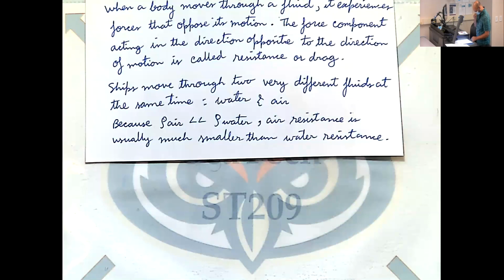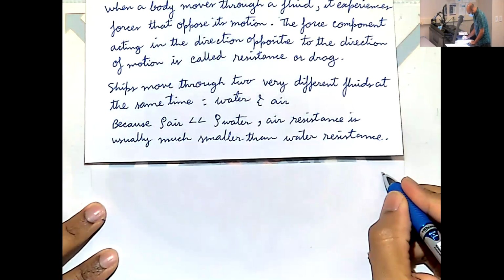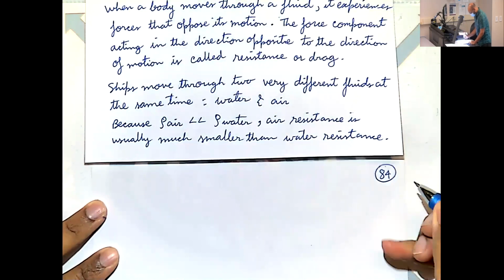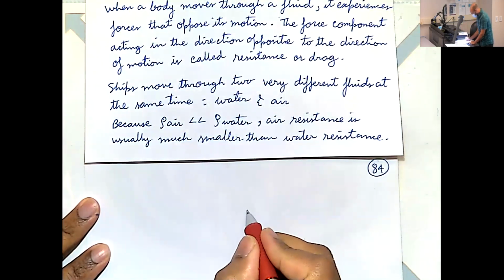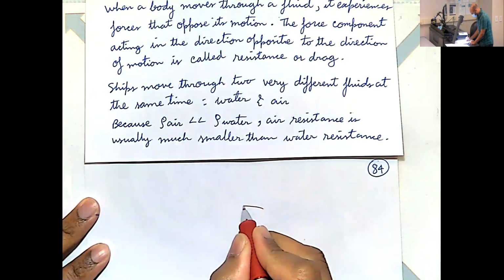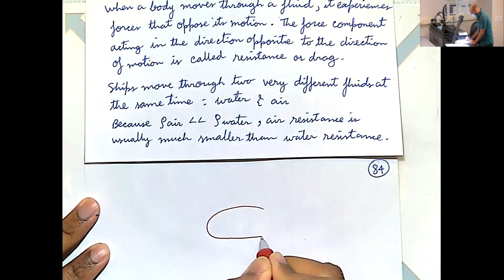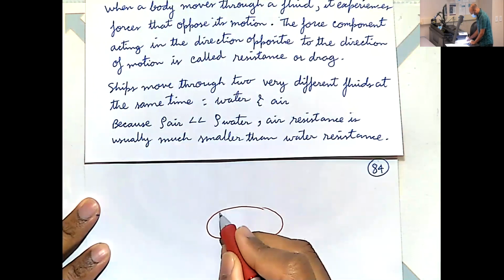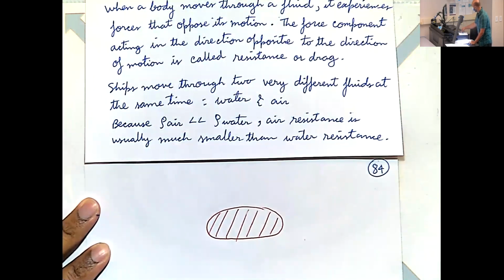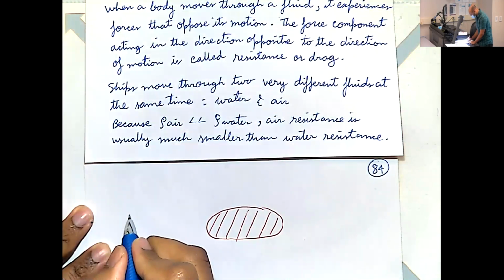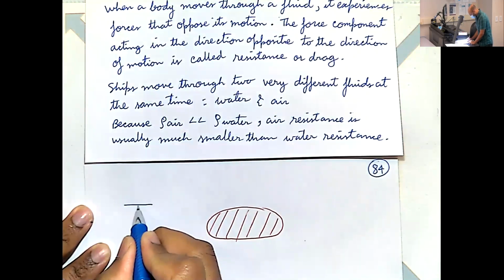Water. Okay, and if we imagine what the flow looks like, let's say we have an object that looks like an ellipse. And you have nice inflow here.